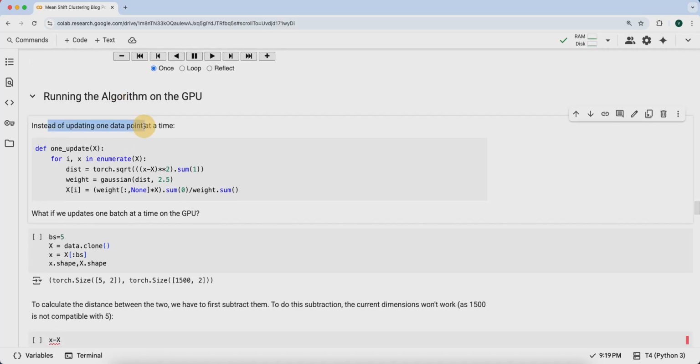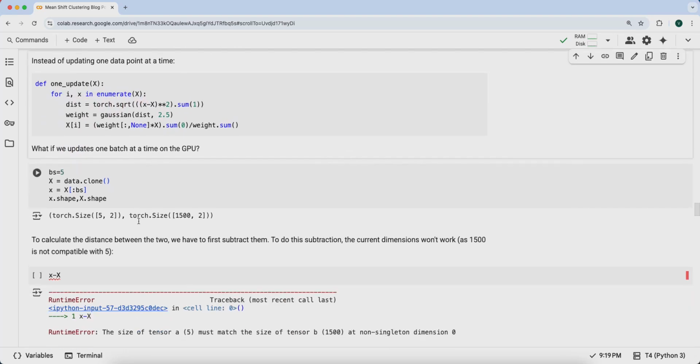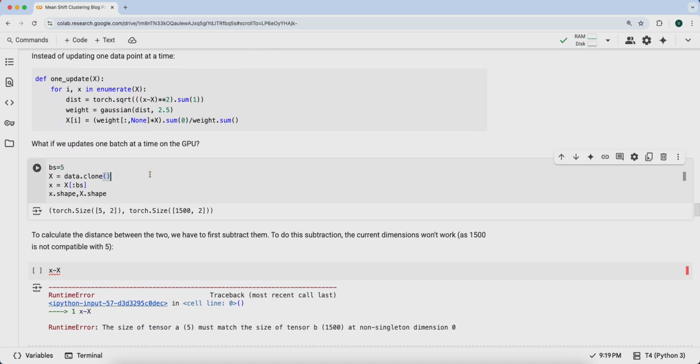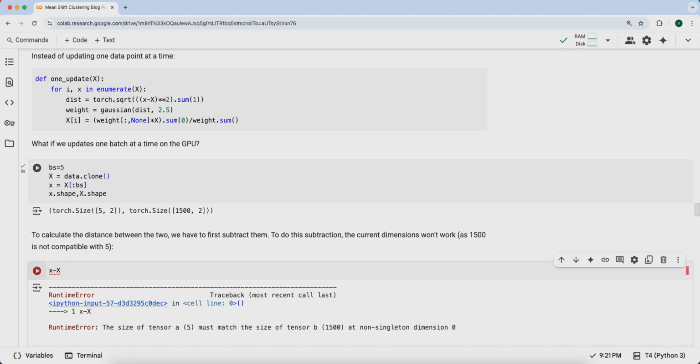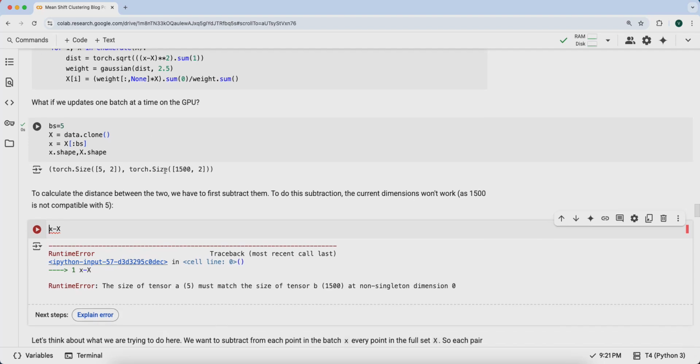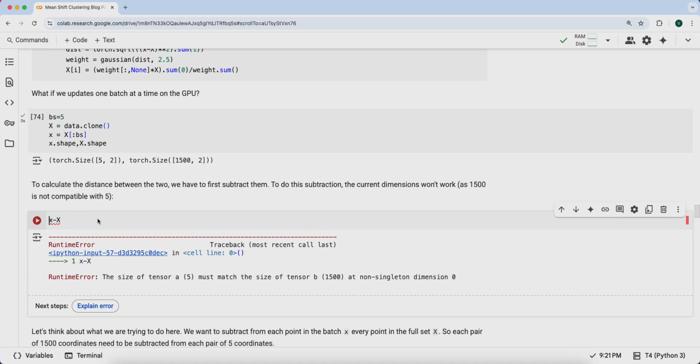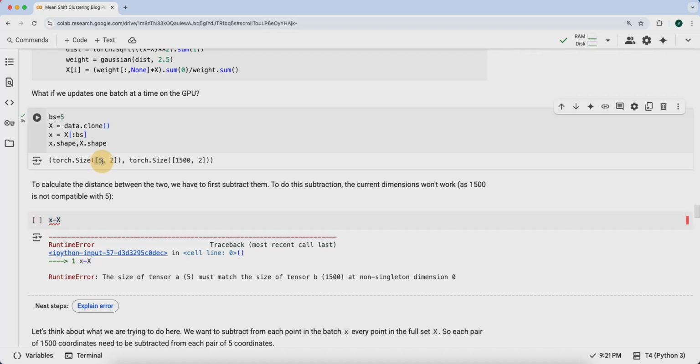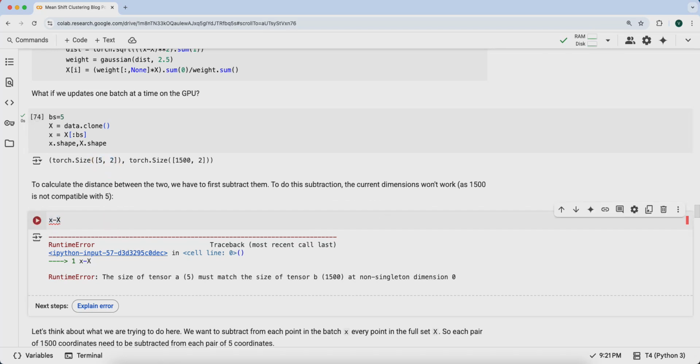So instead of updating one data point at a time, which is what we've done here in this for loop, what if we update one batch at a time? So we're going to start with a batch size of 5. And right off the bat, we are going to run into issues. So we want to calculate the distance, then we want to calculate the weights, and then we want to calculate the weighted average. So when we calculate the distance, the first step is taking the difference between the point in question and all of the other points in the data set, big X. Except now, in this case, we don't just have a single point, we have a batch of 5 pairs of coordinates. So this subtraction is not going to work.